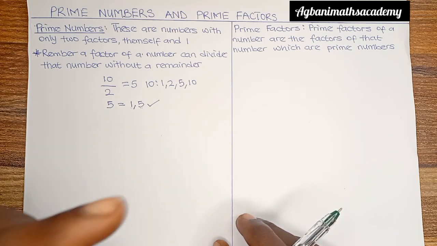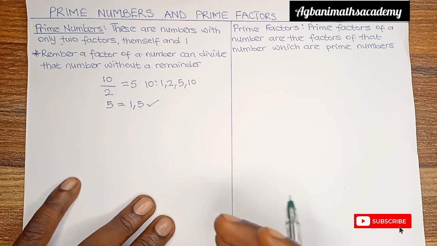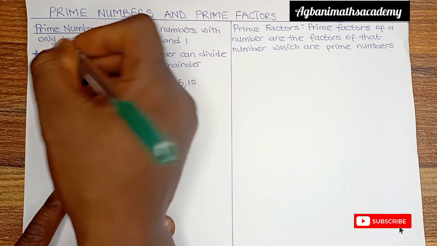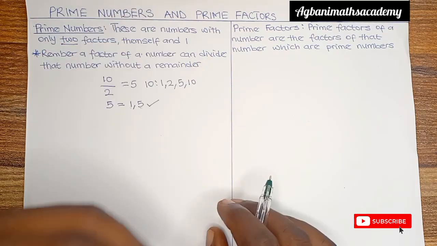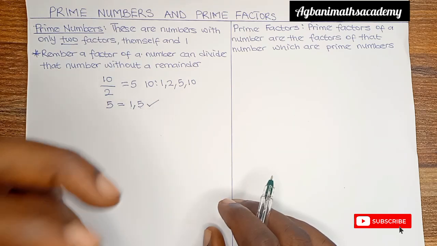Remember, 1 is not a prime number. Why is 1 not a prime number? 1 is not a prime number because for a number to qualify as a prime number, it must have 2 factors. But 1 has just itself as a factor. So 1 is not a prime number.